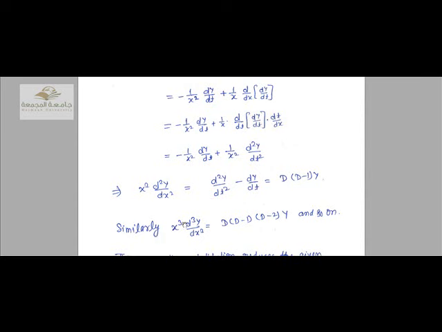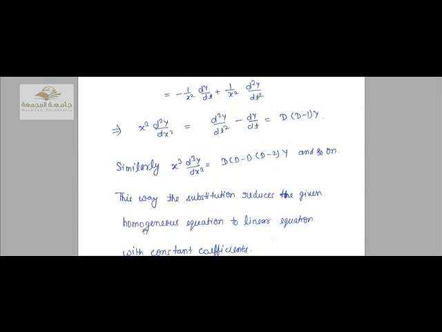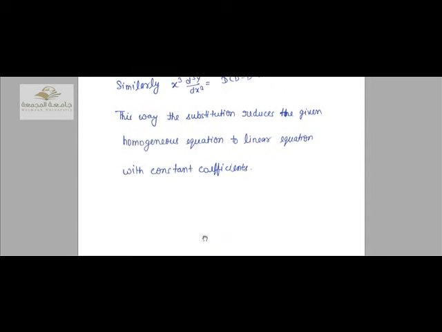Similarly, we can write x cube d3y over dx cube is equal to D(D minus 1)(D minus 2) y, and so on. This way the substitution reduced the given homogeneous equation to linear equation with constant coefficients.